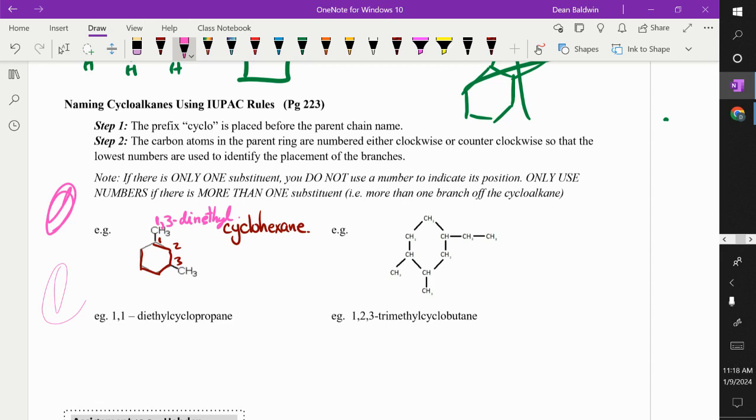Second one. This one. What's the ring? How many carbons are in the ring? 6 carbons, right? 1, 2, 3, 4, 5, 6 carbons. So that's going to be what? Hexane. So cyclohexane is the base name.